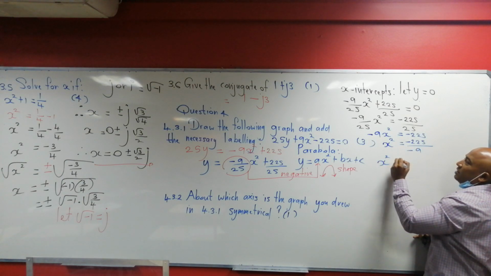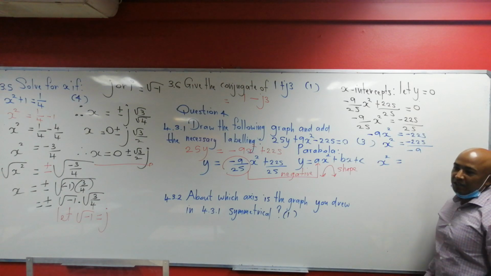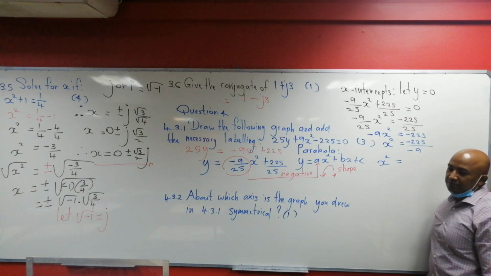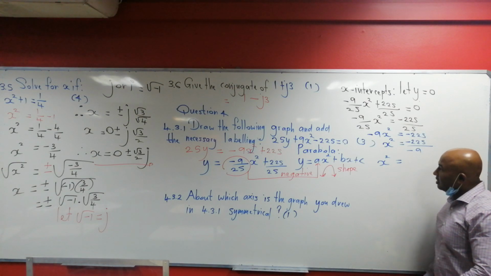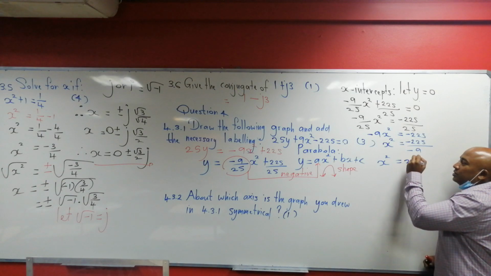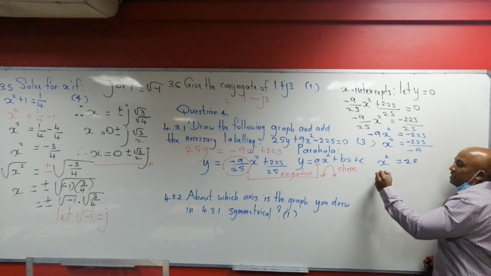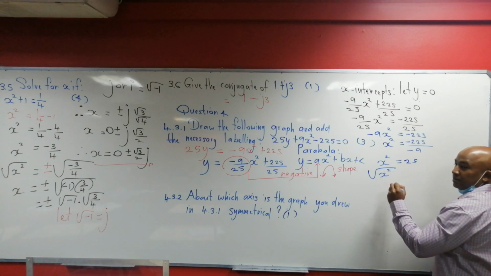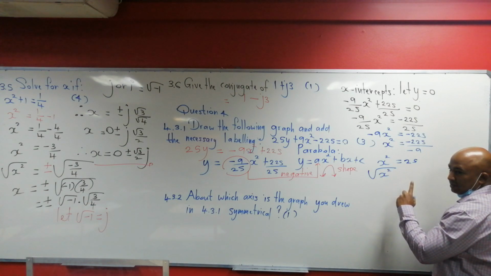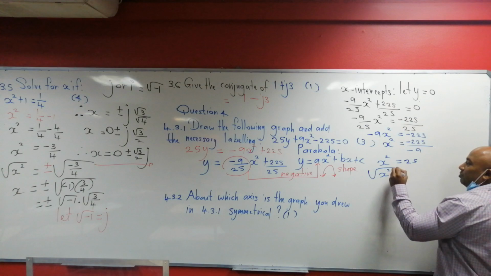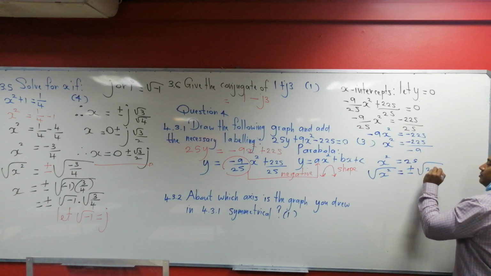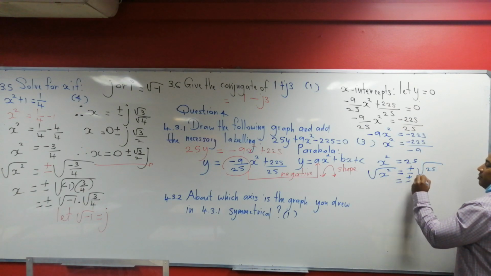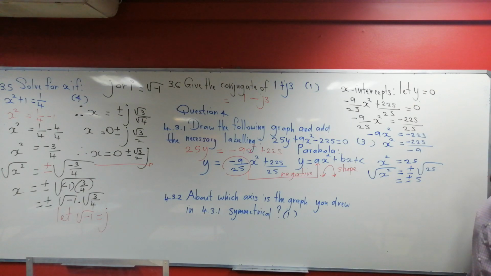Give me the answer. What do we get? 25. So x squared is equal to 25. That means now I can find the square root of both sides, which is going to equal plus or minus 5. What about the y-intercept?